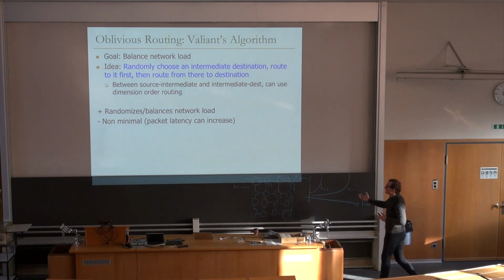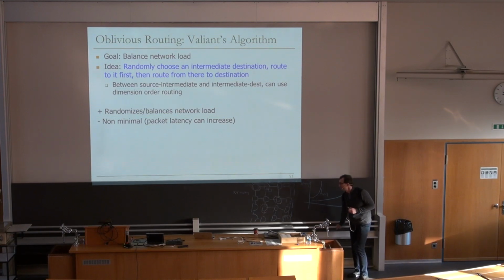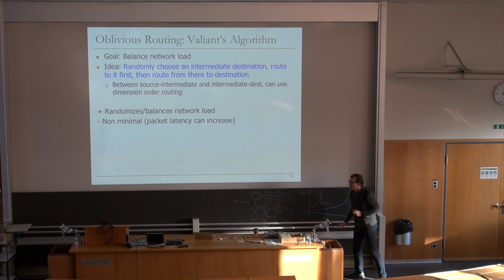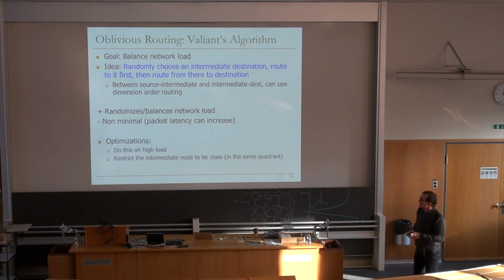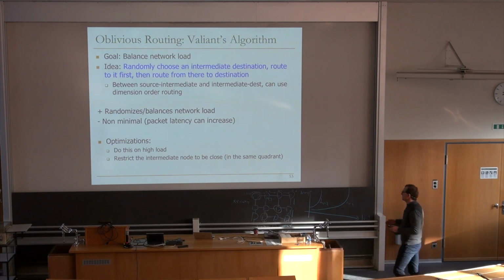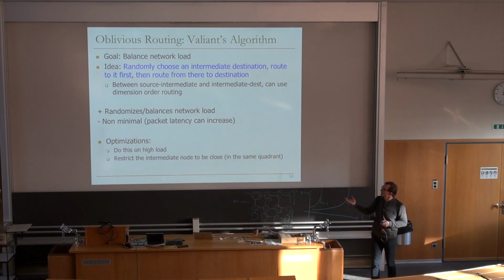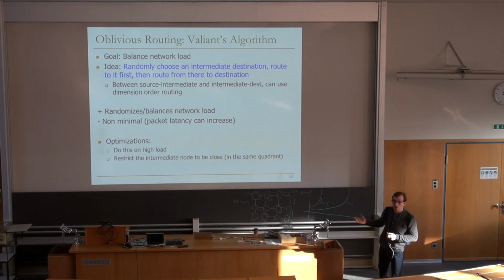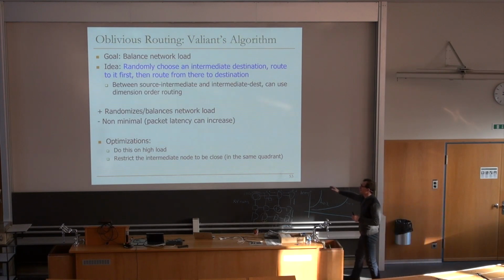Of course, this is now non-minimal. Packet latency can increase, potentially, depending on how you do the choice of the randomness and how you do the intermediate routing. But there could be optimizations on this. You may only do this on high load, such that you don't increase the latency. Or you can restrict which intermediate node to choose. You can restrict the intermediate node to be close.